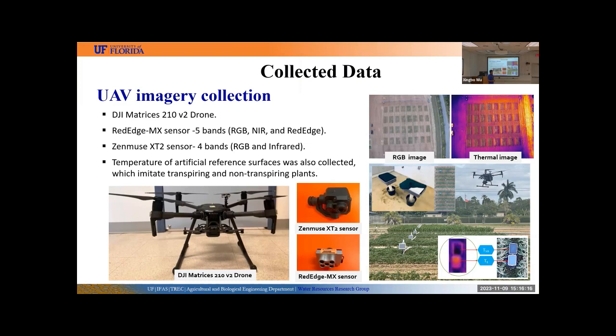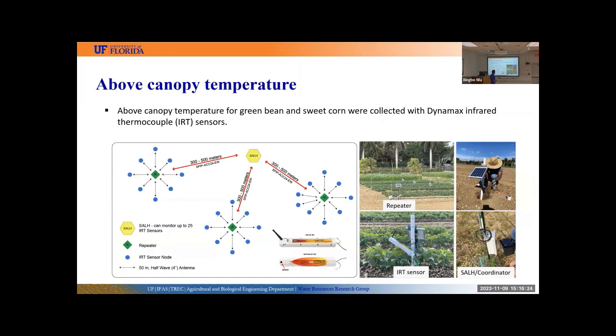We needed this kind of temperature to calculate the crop water stress index. I'll talk about this in the last chapter of my research project. We also collected above-canopy temperature of green beans and sweet corn using a ground-based IRT sensor. And this is the configuration for our IRT sensor.